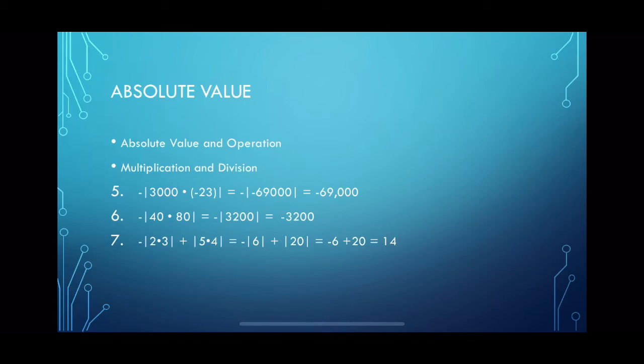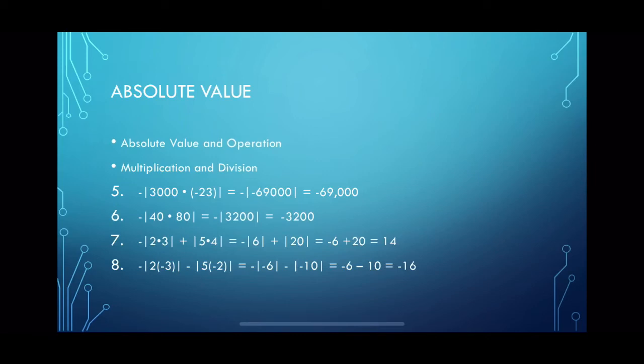And then getting the absolute value of 6, we have 6, as the absolute value of 6 is 6. And since there is a negative sign outside the absolute value sign, it will become negative 6. And then the absolute value of 20 is positive 20, and we have the plus sign. So it will become negative 6 plus 20, and negative 6 plus 20 is equal to 14.